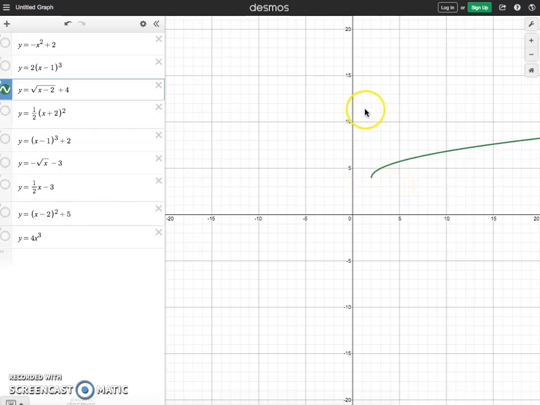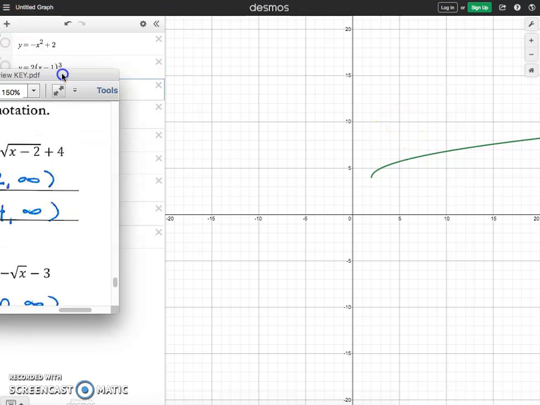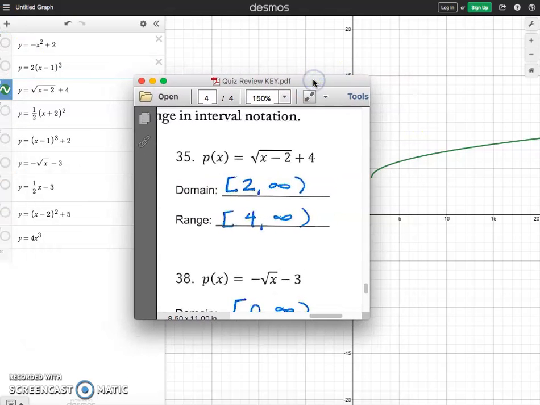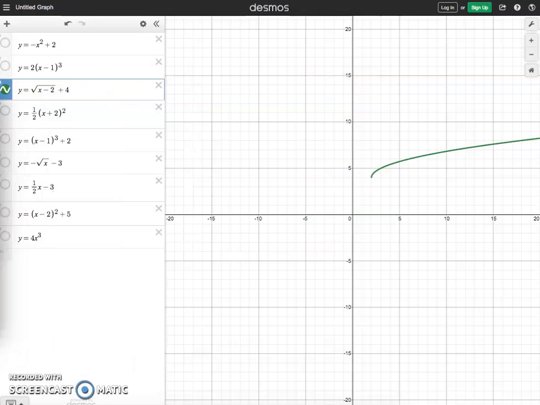Range is down to up. The lowest point on this graph, once again, is a starting point. Now this time I'm going to use the 4 because range uses the y values. And it will go up forever. This is how you should have written your interval notation, using a bracket on the 2 and the 4 because these were coordinates for your starting point. And then parentheses with the infinities because that's something we cannot obtain. It's not included on our graph.